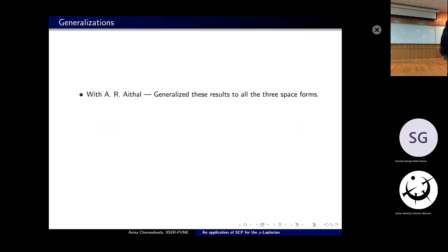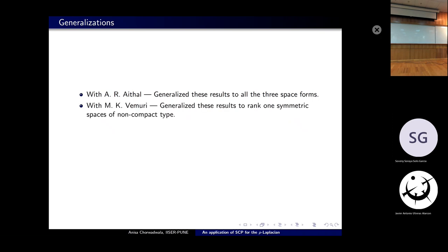Okay, so that was for the Euclidean space and it was for p equal to 2. Then with my PhD advisor, Professor Aithal, we generalized this result to all the three space forms. So from the constant zero curvature to complete simply connected Riemannian manifolds of constant sectional curvature, namely the sphere S^n and the hyperbolic space H^n, we generalized these results.